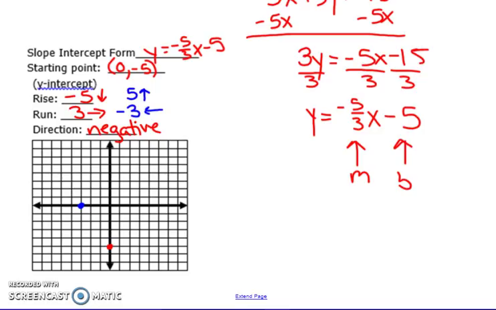Again, I'm going to keep plotting points until I can't plot anymore. And in this case, I have my 3 points. I'm going to connect them with a straight line. That is now the graph of my linear equation.